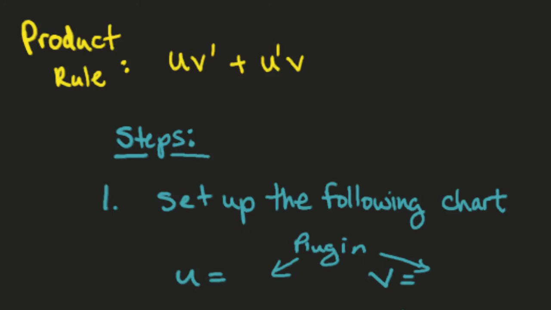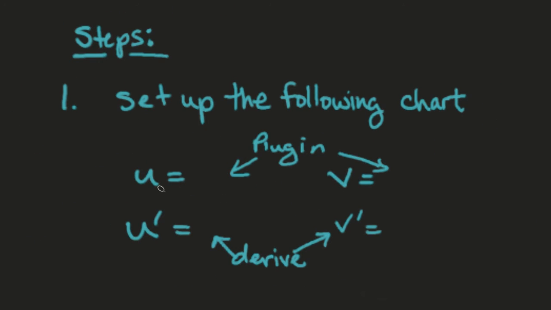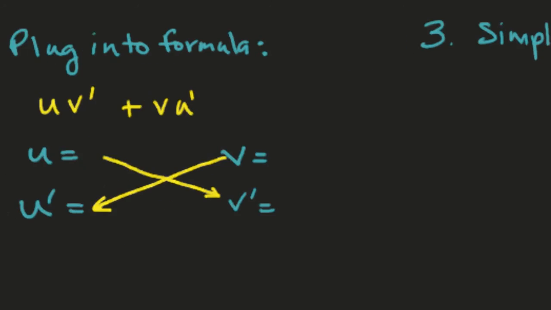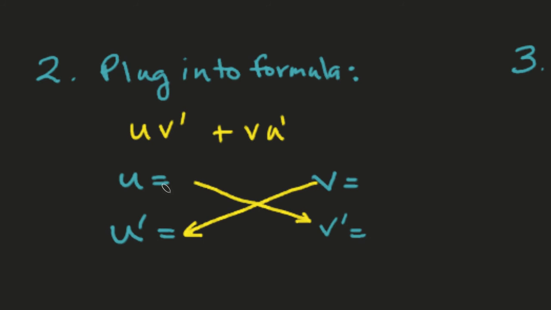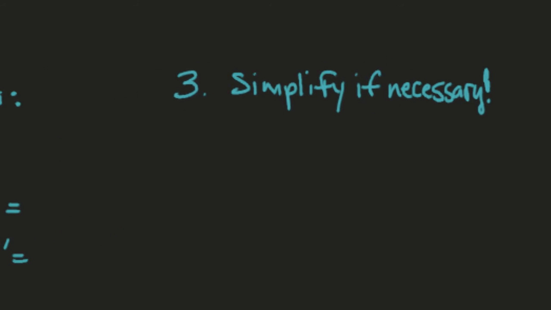Alright, so what are the steps? Well, I would set up this chart here in which you assign u one expression, v the other expression, you plug in, and then you derive u to get u prime, and you derive v to get v prime. If you successfully complete this table, the formula turns out making this little X shape. Okay, so it's u v prime plus, don't forget the plus, v u prime. And then at the very end, simplify if necessary or possible.